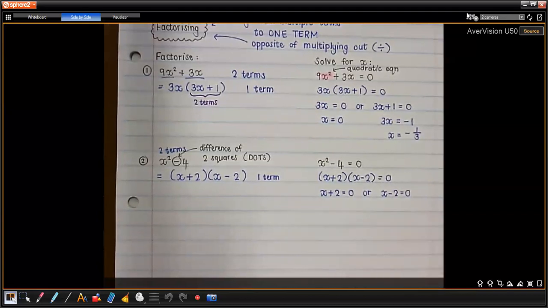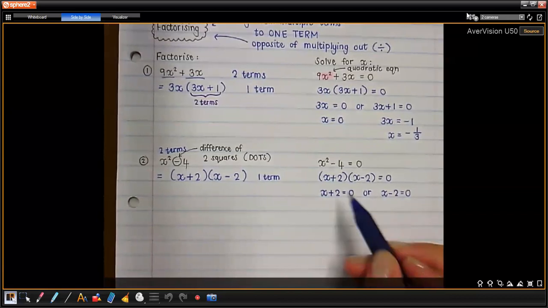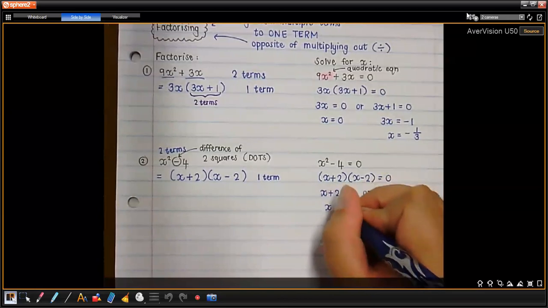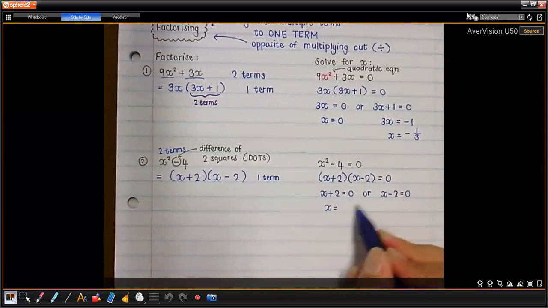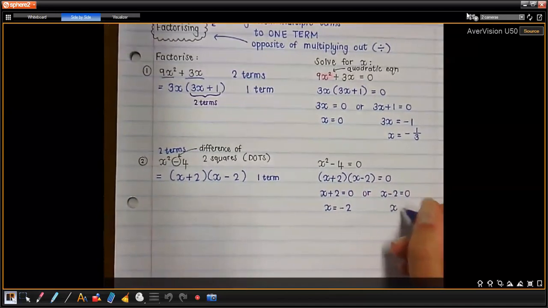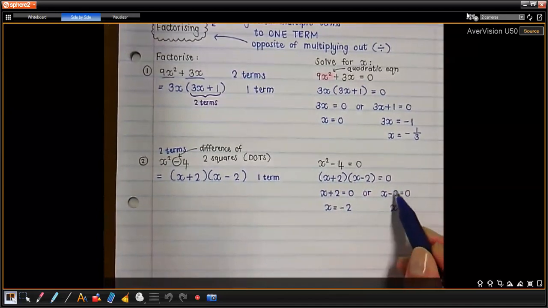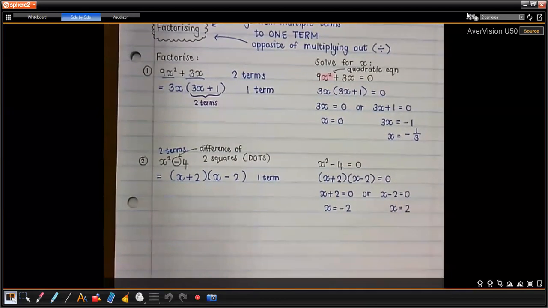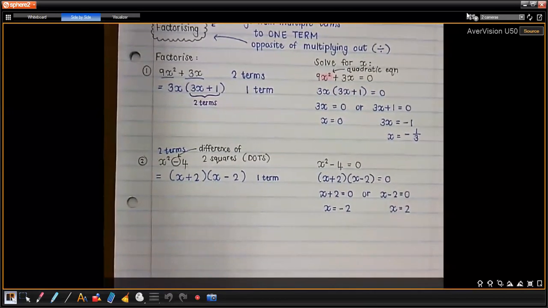Have I solved for x? No. So here, this plus 2, when I move it, it's going to become a negative 2. So we're going to say 0 minus 2 is negative 2, right? And for this one, x minus 2 is equal to 0. What's the opposite of subtracting 2? Adding 2. Thank you. So we're going to say 0 plus 2, which is just 2. There we have our 2 answers.